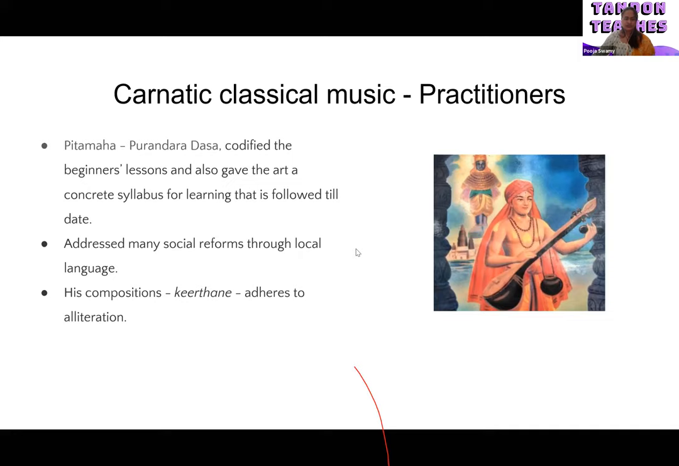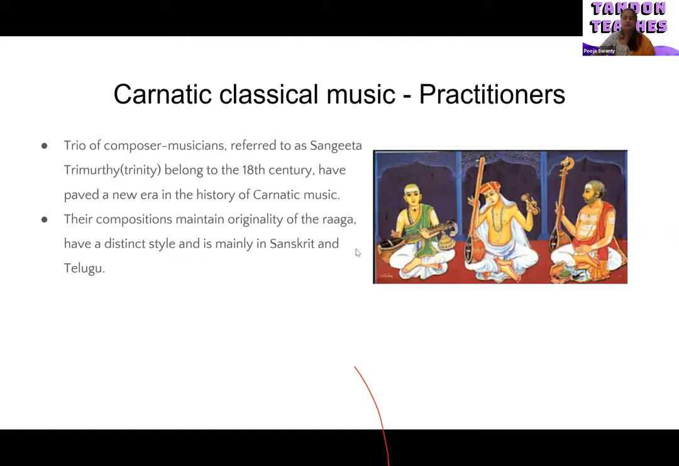Moving on to the practitioners in Carnatic classical music. The period of 1750 to 1850 marked one of the most important periods in the history of Indian classical music, where the Sangeeta Trimurti, which translates to the trio of musicians, who were composers as well as musicians, came into the picture. Their contribution is immeasurable in terms of the music as well as the compositions.